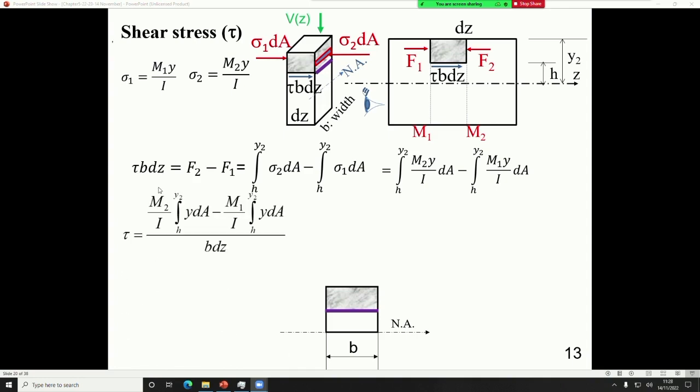So this is what I've done. I have extracted M2 over I and M1 over I from the integrals, because for a particular value of the shear force applied, they're constant values, and I divided both sides by b dz. So I'm going to write this as M2 minus M1 divided by I b dz, and this is the integral of y dA. Does anyone remember what this was called in chapter 3?